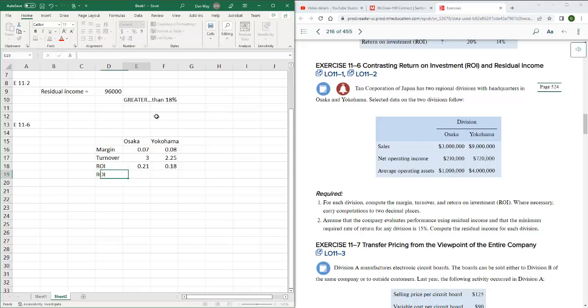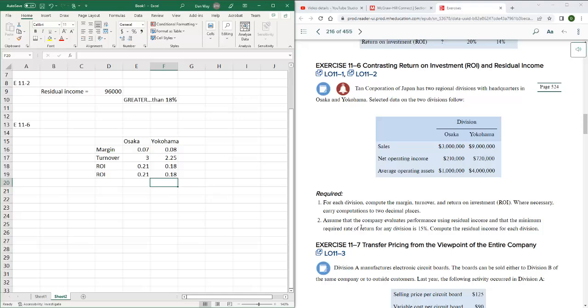Let's calculate that directly. For Osaka, that would be their net income of 210,000 divided by the average operating assets of exactly $1 million. So same 21% there. Yokohama, net income of 720,000 divided by the average operating assets, 4 million, and there's their same 18%.